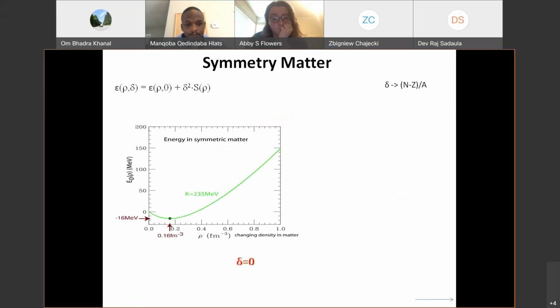So this is the plot of symmetric matter. You have the equation of state here. This plot is representing this term, and you can see it has a minimum at some value of density. The x-axis is density, the y-axis is energy. It has a minimum at some value of density, and this density is called saturation density. So this curve represents delta equal to 0, and the saturation density is 0.16.